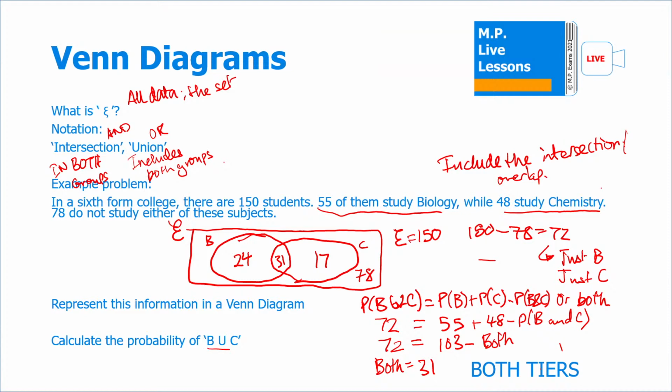Next, we'll calculate the probability of B union C. So basically this is all the students that are in group B or C. So they can be in just B, just C, or both. And that's what it is right here. And it was 72. So that's 72 out of the 150 students. Just 12 over 25.